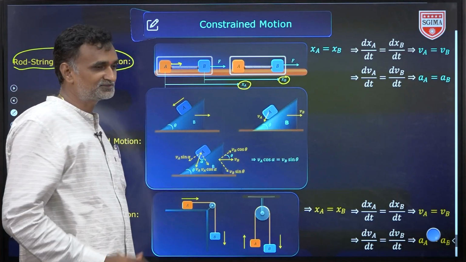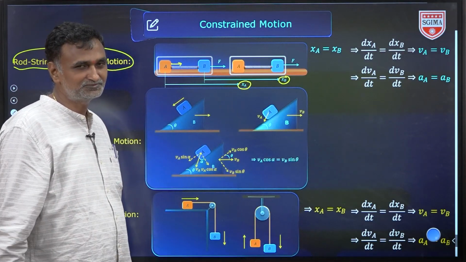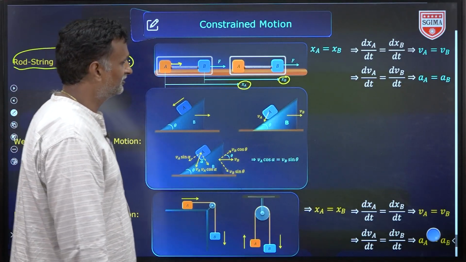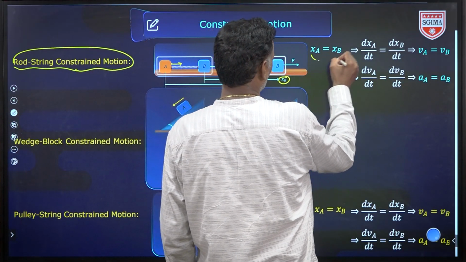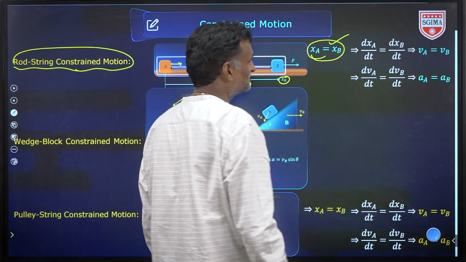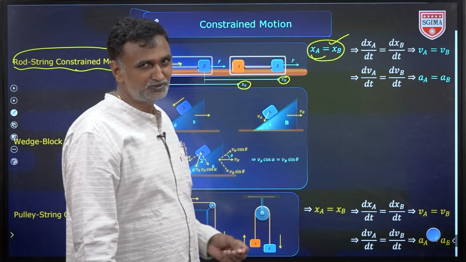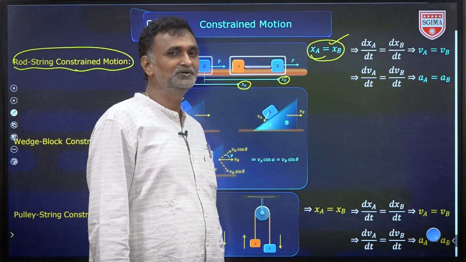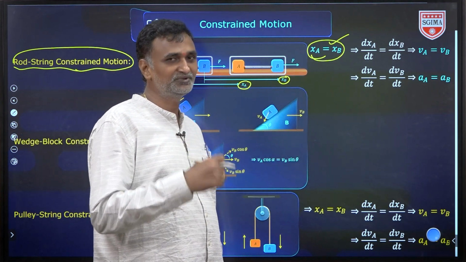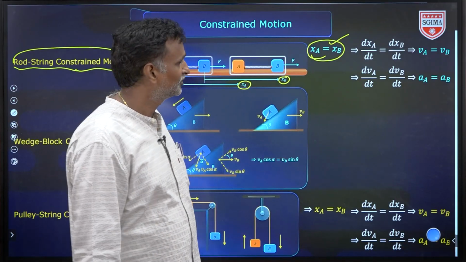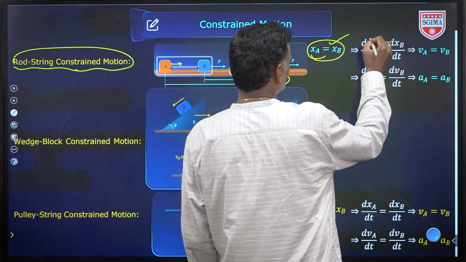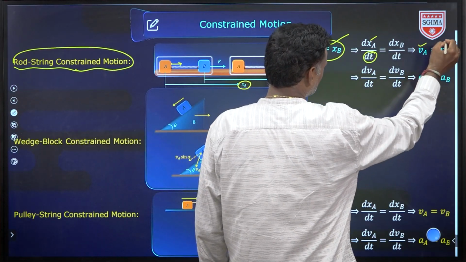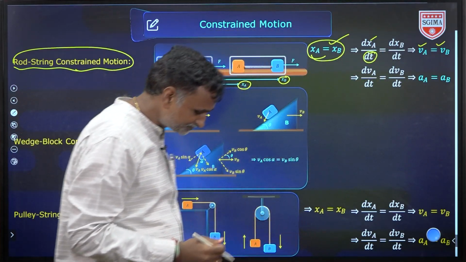Because the rod is fixed and rigidly fixed, both displacements must be the same. So you can see xa equals xb, one relation we got. And we know that differentiation of displacement gives you velocity. Differentiation with respect to what do we need to do? Time. Differentiation of displacement with respect to time gives you velocity, which gives Va equal to Vb.